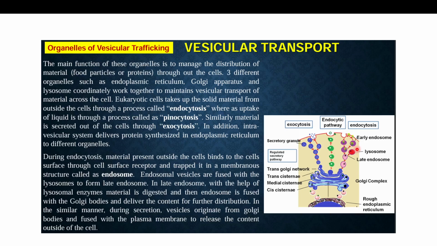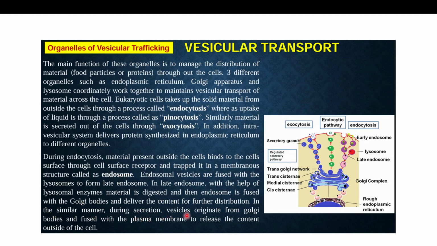This one is the endosome here. When it is bound by a membranous structure, it is endosome. And endosomal vesicles are fused with lysosome to form the late endosome. This lysosome red one fuses with this early endosome to form the late endosome. And in the late endosome, with the help of lysosomal enzymes, the material or the pathogen is digested, and endosome is further fused with the Golgi bodies here. This fusion is taking place and delivers the content for further distribution.